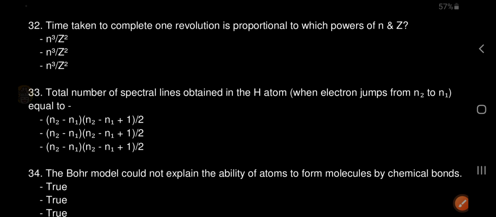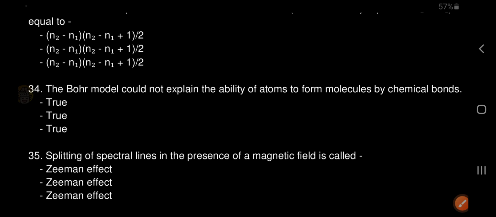Total number of spectral lines obtained in the hydrogen atom when an electron jumps from n2 to n1 is equal to n2 minus n1 into n2 minus n1 plus 1, whole divided by 2.